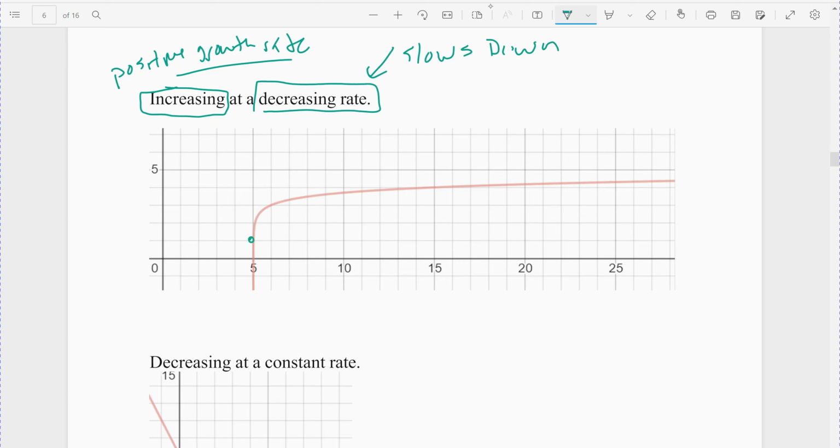Right here, if I took my line, it's very fast. It's almost perfectly straight up and down. That would be a very large rate of change. Very big slope, very fast. But then as I'm moving, my rate of change is still moving up, but you'll notice it starts to go slower and slower, almost flattens out down here at the end. So it's still increasing, but slower.